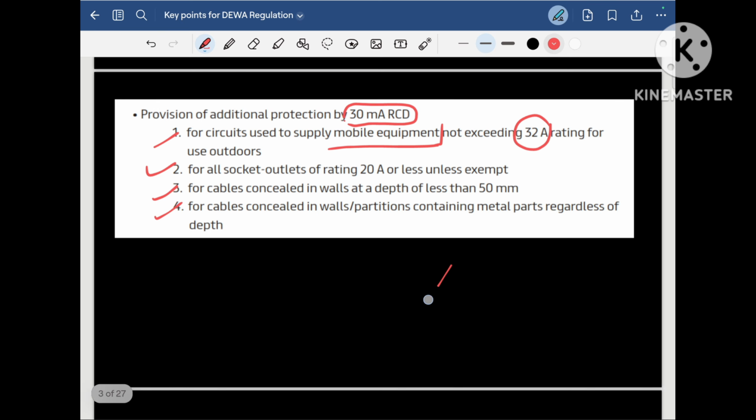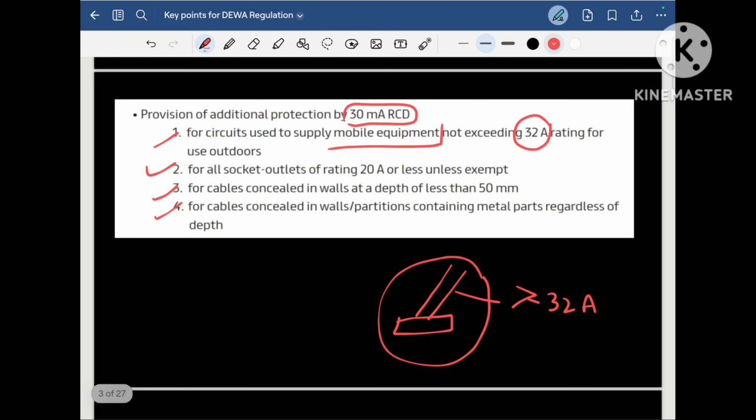What does it mean? Suppose I have a vacuum cleaner and its rating is less than 32 ampere. In order to have earth leakage protection, we should feed this vacuum cleaner through a 30 milliampere RCD. So any mobile equipment like a vacuum cleaner, a grass cutter, or any other mobile equipment having an ampere rating less than 32 ampere, we have to have a 30 milliampere RCD for the earth leakage protection to run this mobile equipment. Hope you are clear so far.